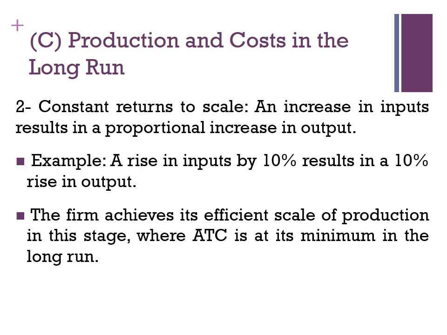Here, in this stage, the stage of constant returns to scale, we can say that the firm has achieved its efficient scale of production in the long run. Now we can say that this is the efficient production level that the firm should stop at, that the firm should stick to. Here, average total cost is at its minimum in the long run.